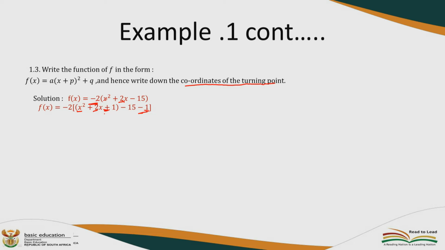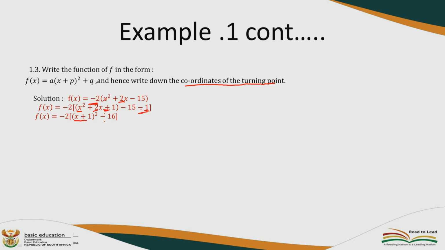So then you can simplify further from here. When you simplify, you're going to have negative 2 into x plus 1. Where did I get this x plus 1? So x plus 1 comes from the trinomial x squared plus 2x plus 1. The trinomial x squared plus 2x plus 1 has the following factors: x and x, positive 1 and positive 1. So that's why we end up having x plus 1 all to the power 2. When you simplify negative 15 and negative 1, you simply get negative 16. So this is your equation in that form.